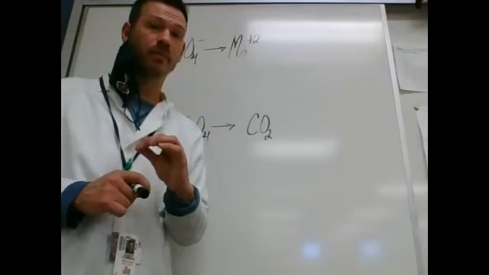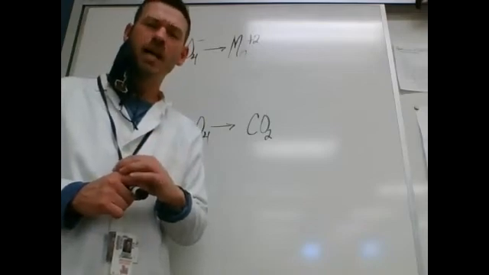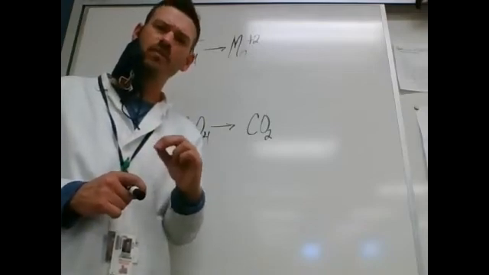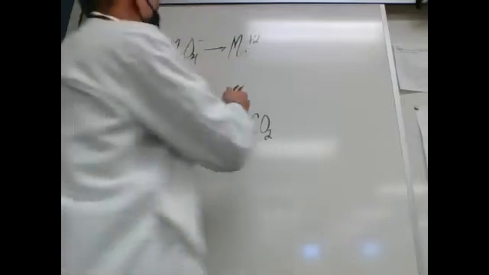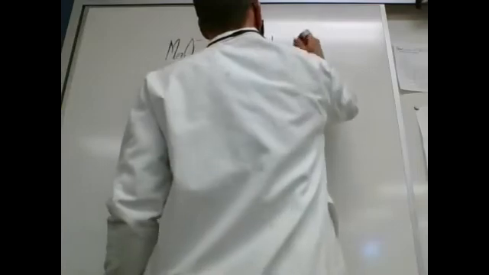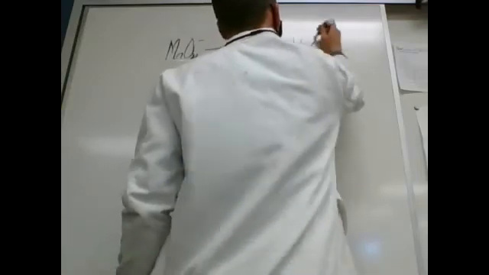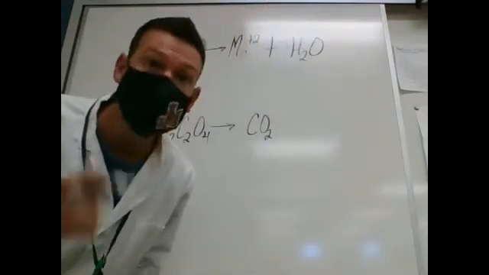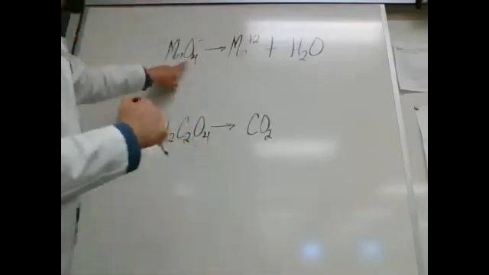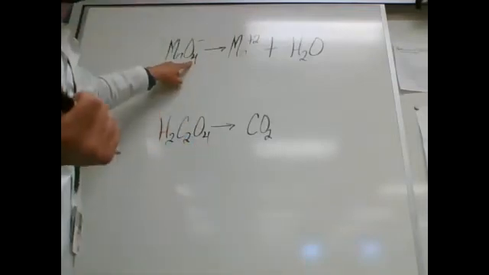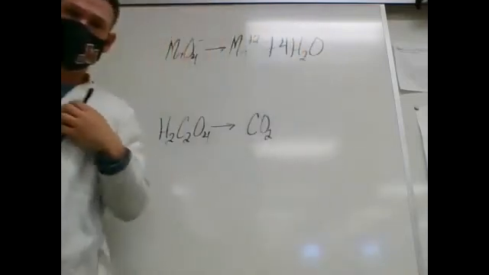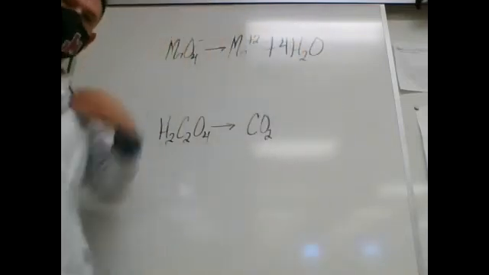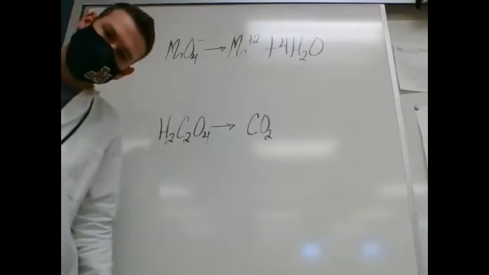Step 3 says add water to the side with less oxygens. Oxygen, no oxygen, add water. And I can use that water to fix the oxygens. See how there's 4 oxygens there? Let's make there be 4 oxygens there. Hooray, the oxygens are fixed.